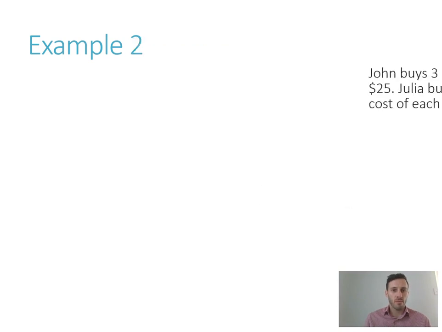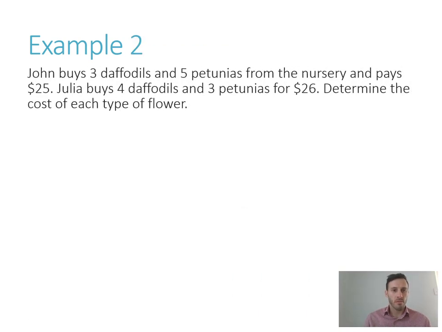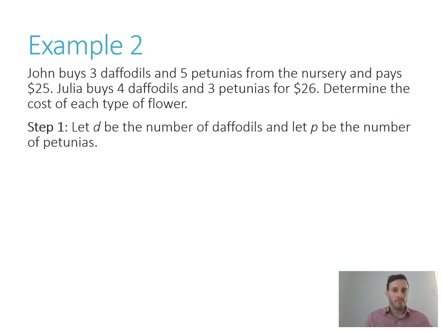Let's look at another example. John buys 3 daffodils and 5 petunias from the nursery and pays $25. Julia buys 4 daffodils and 3 petunias for $26. Determine the cost of each flower. Step 1, we decide on the two unknowns. This time we're going to let D be the number of daffodils and P be the number of petunias.